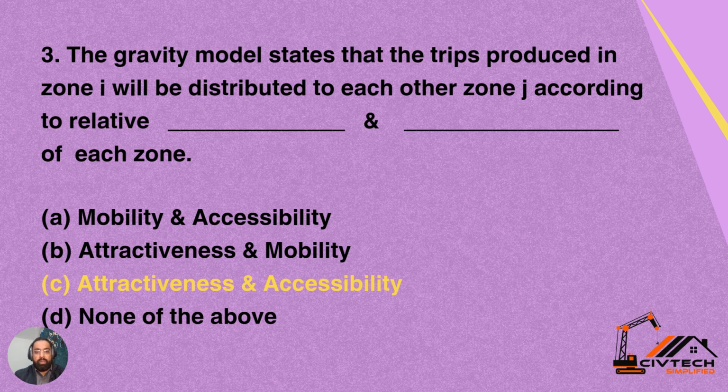The gravity model states that the trips produced in zone I will be distributed to each other zone J according to relative attractiveness and accessibility of each zone.